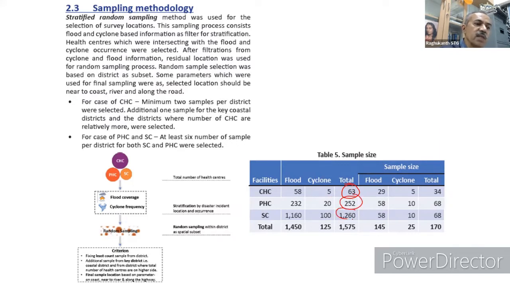Then there are 1,260 sub centers. So in total we have 1,575 hospital buildings, and we have to do the evaluations. Of course, some of them, like 1660, are located in flood-prone regions. Some are located in cyclone regions, and you can have a combination of both also. With this many hospital buildings, it's very difficult to do it in a very short duration of time.